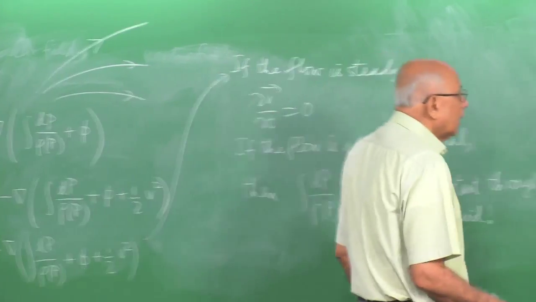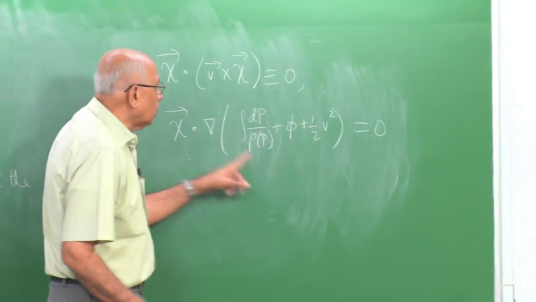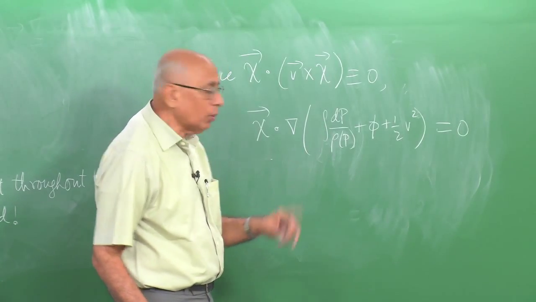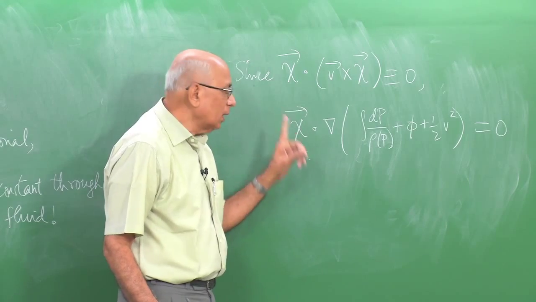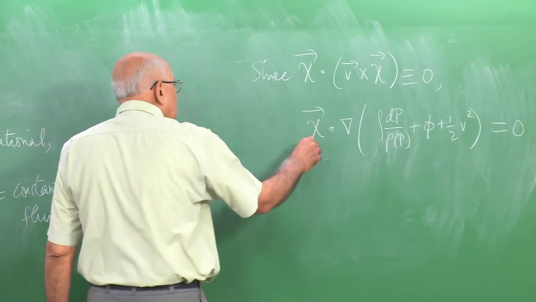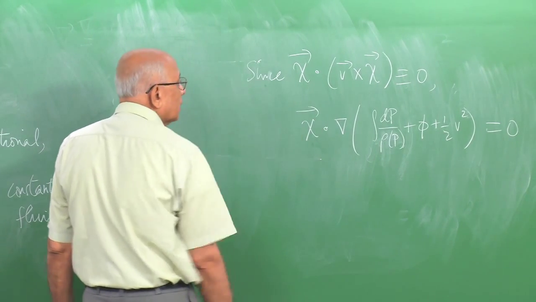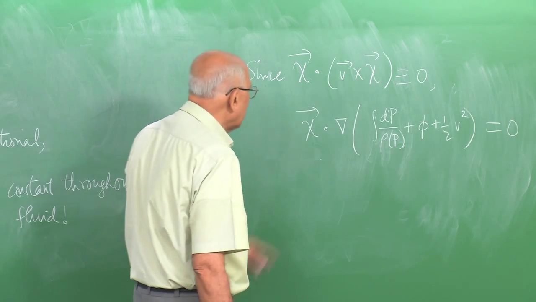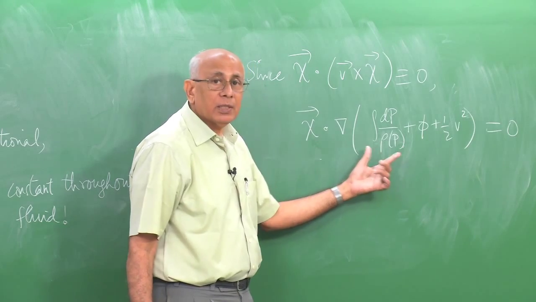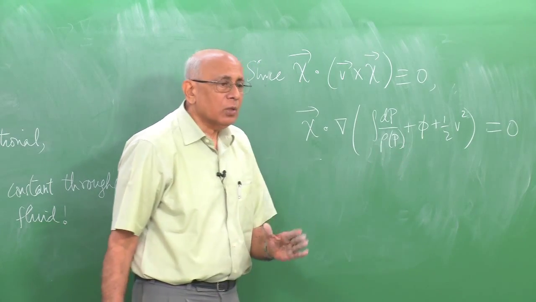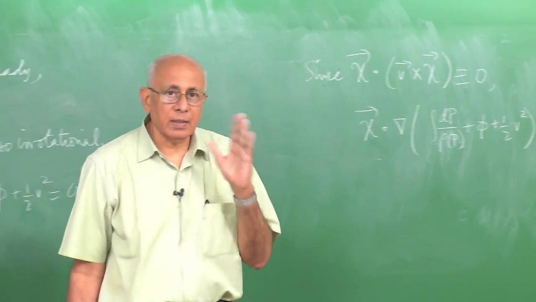Similarly now it says this quantity does not change, there is no gradient component along a line on which chi flows. In other words, the field lines of this vector chi, the circulation vector chi, the vorticity vector chi, are such that this combination does not change along these vortex lines.